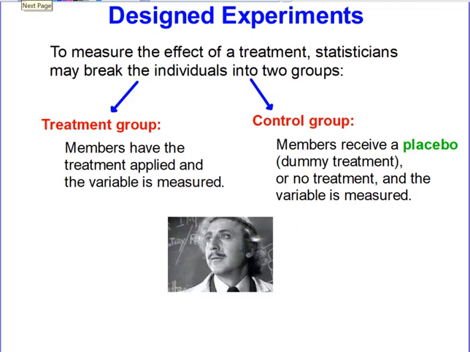Design experiments: you're trying to measure the effect of a treatment. Statistics may break down into two groups: a treatment group and a control group. Your treatment group members are going to get the treatment applied to them, and that variable is measured. The control group gets a placebo, or basically a dummy treatment, oftentimes a sugar pill or no treatment at all, and then they also measure the variable.